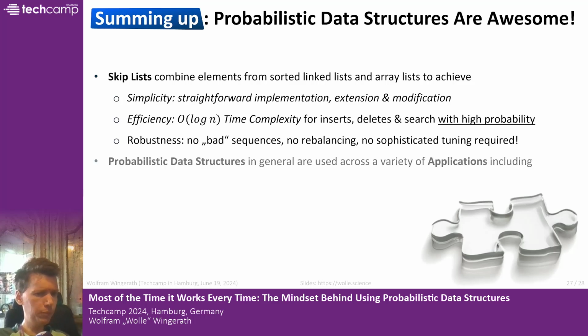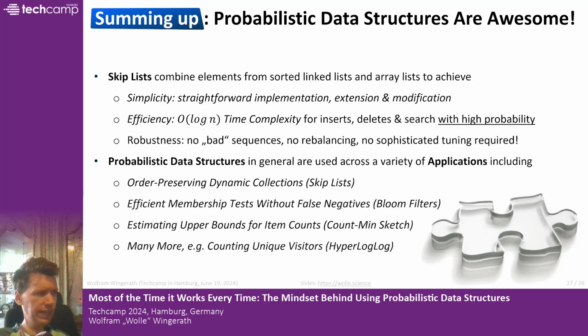And there are lots of other probabilistic data structures, and they are used all over the place. For example, for sorting lists, you have skip lists. For efficient membership tests, you have Bloom filters. For estimating, for example, upper bounds for user messages, you can use things like the count min sketch, and there are many more. One of them would be HyperLogLog. I actually thought about including this in the presentation, but it kind of blew my mind and was just too crazy. So I refer to big books for that.